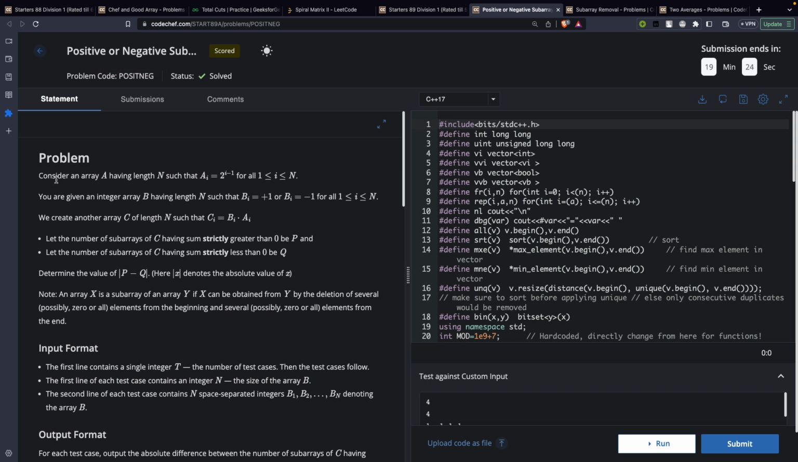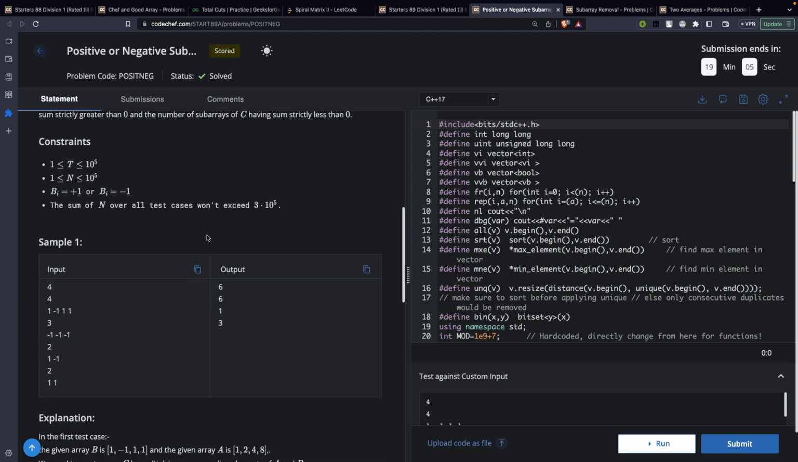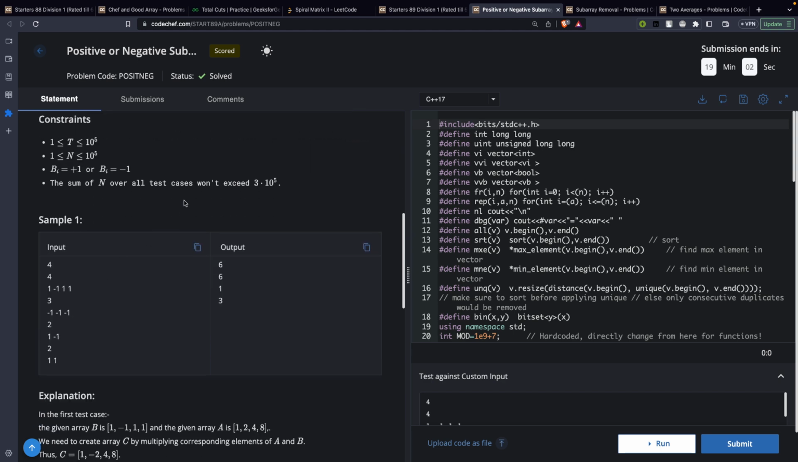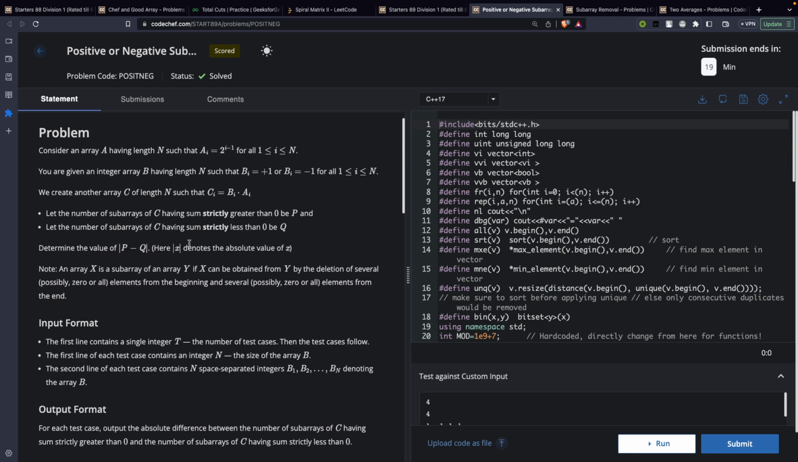The problem states that considering an array A of length n, the ith element of which would be 2 to the power i minus 1. So basically this entire array would be an array of powers of 2, right? And then we'll also be provided with the array B, which would contain either plus 1 or minus 1. Now what we have to do is multiply the ith element of A with the ith element of B, and we'll obtain the array C. So the ith element of the array C is equal to Bi times Ai, right?